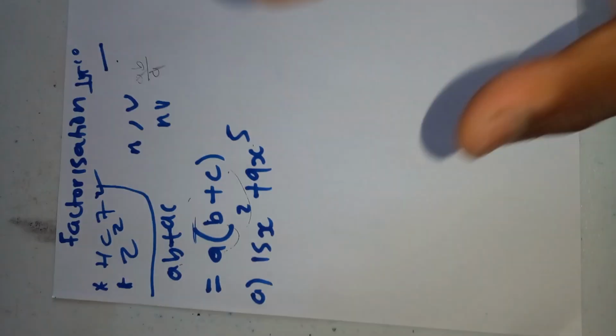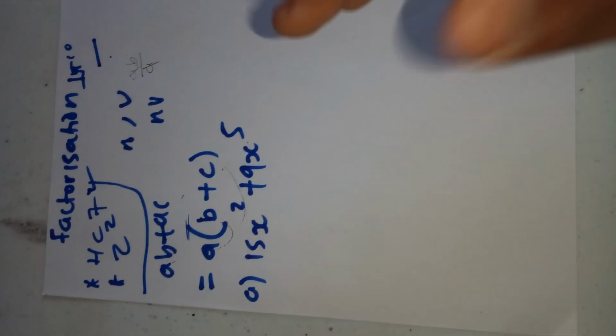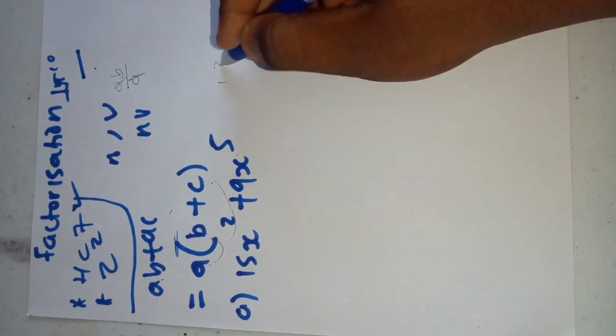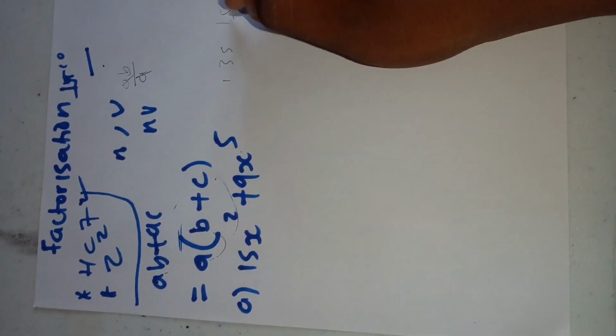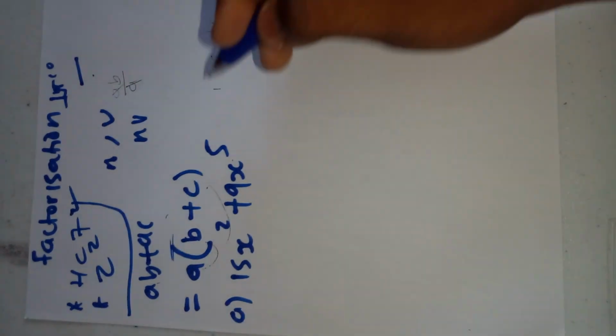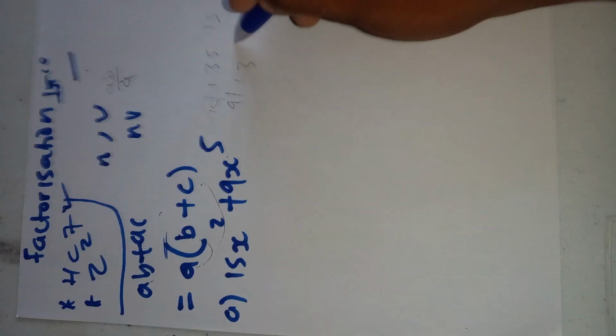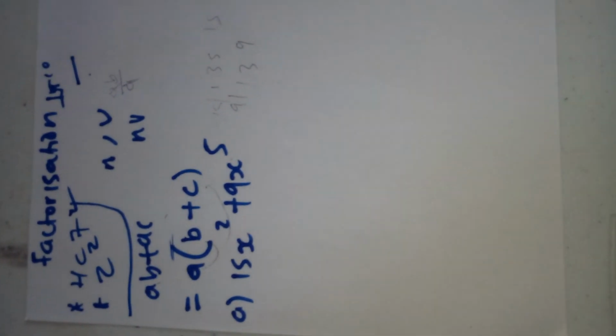So now the first thing that you have to know is the factors of 15. What are they? 1, 3, 5, and 15, right? Those are the factors. And then the factors of 9 are what? 1, 3, and 9. So now we are going to continue.